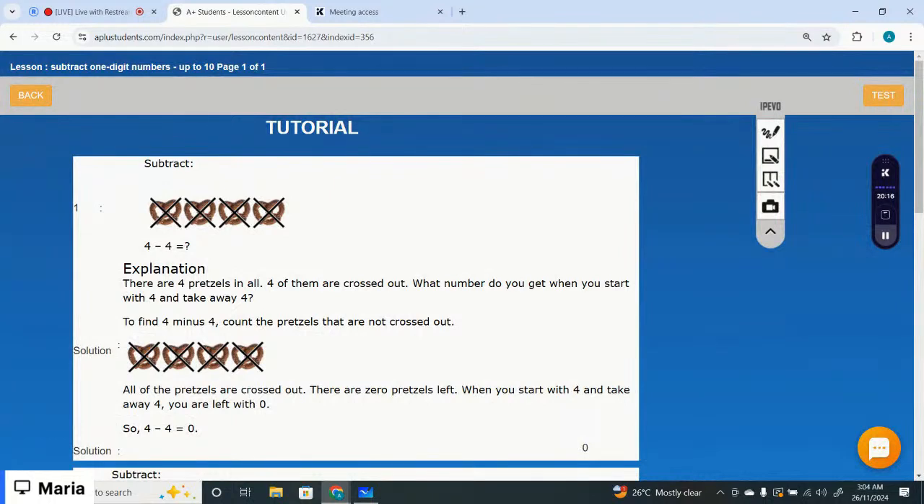You are given four of the puzzles. All of them are crossed out. So that means 4 take away 4 is 0. You need to count the ones that are not crossed out, right? But they all are crossed out. So you are left with 0. 4 take away 4 is 0. Let's just start with the test questions.